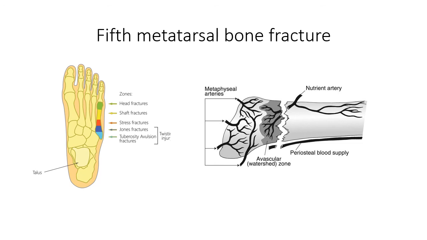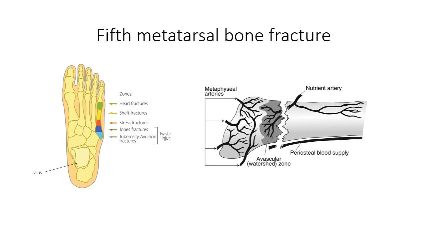The fifth metatarsal bone has 5 types of fracture: head fracture, shaft fracture, stress fracture, Jones fracture, and tuberosity avulsion fracture. At the junction between the metaphyseal and diaphyseal, there is a vascular watershed area, which increases the rate of non-union. The non-union rate for this zone is as high as 15 to 30%.